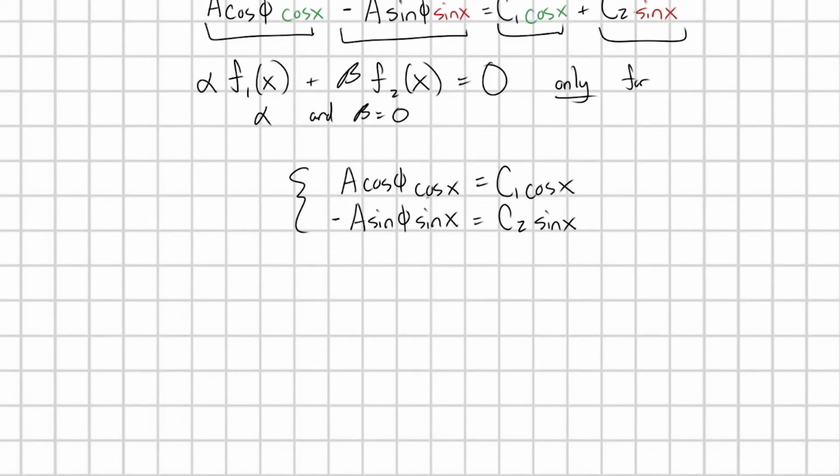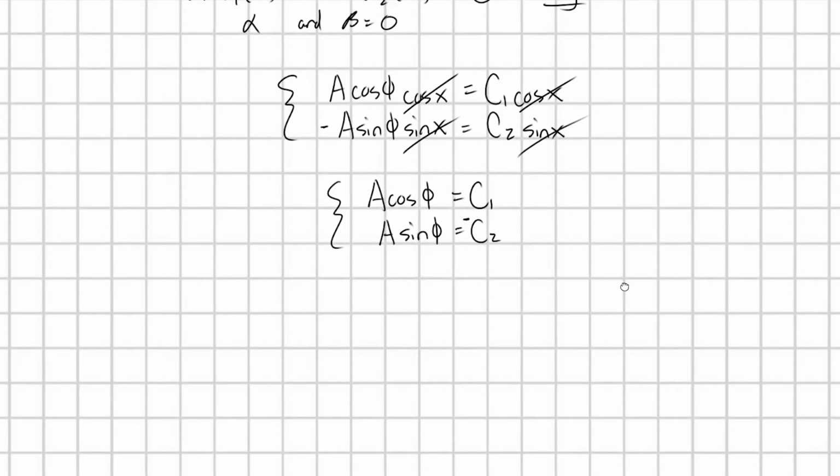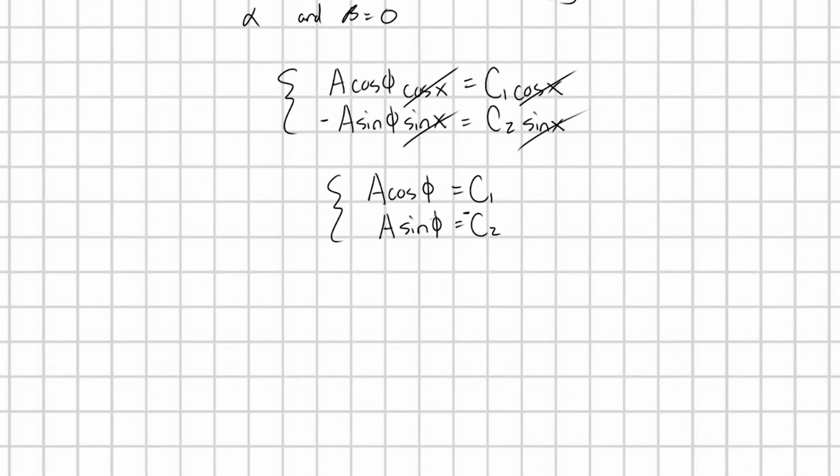And look at this, right? Now we can immediately cancel out cosine x and sine x. And that's going to leave us with the following system of equations. A cosine phi equals C1, and minus a sine phi equals C2. We feel equally fine that a sine phi is equal to minus C2. Yes? Great.